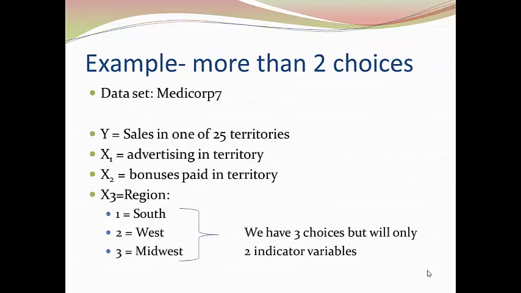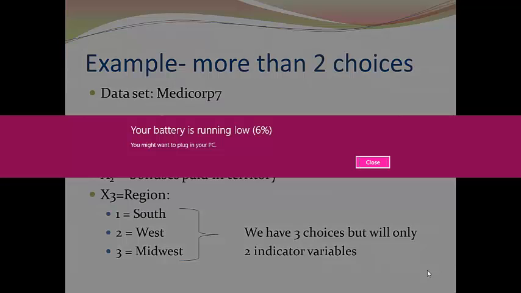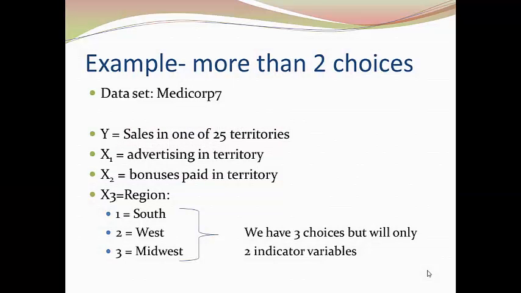Okay, so here's an example. We have this company, Metacorp, and they work in 3 regions, the South, the West, and the Midwest. And we're looking at the sales in 25 territories based on the average advertising expenditure in that territory and the bonuses paid in that territory. So those 25 territories are over 3 regions, South, West, and Midwest.